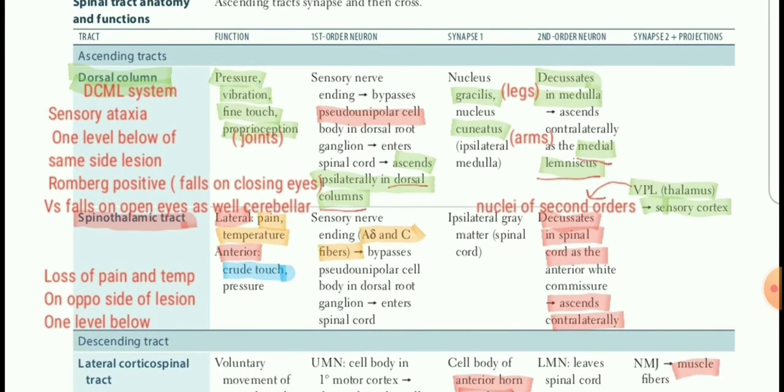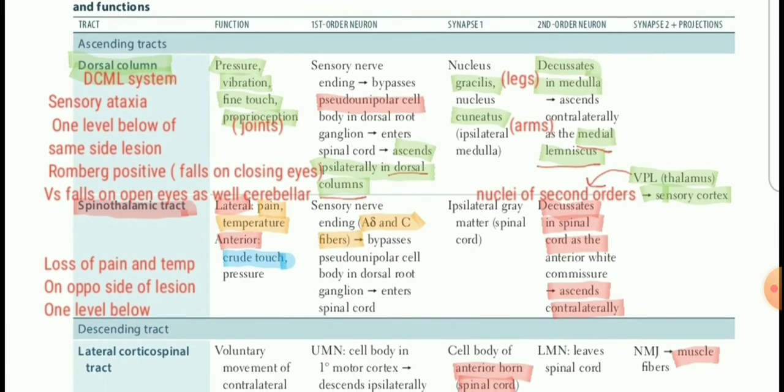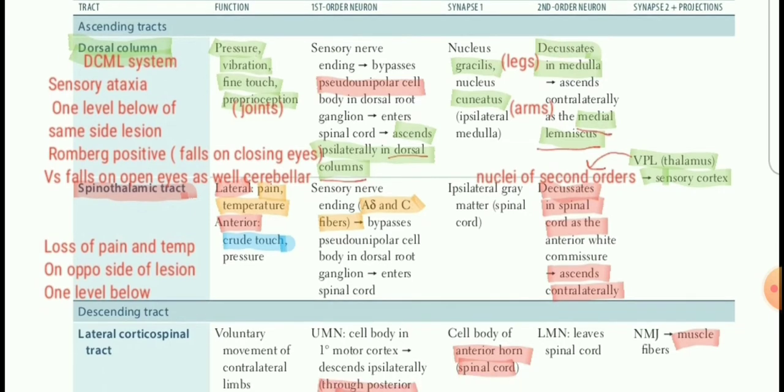And we know another MCQ, that pseudo unipolar cells are present in the spinal cord. Here it is written, you can take out this MCQ from here. Otherwise there is no significance of writing down that it bypasses pseudo unipolar from an exam point of view. Only thing is that pseudo unipolar neurons are in the spinal cord.